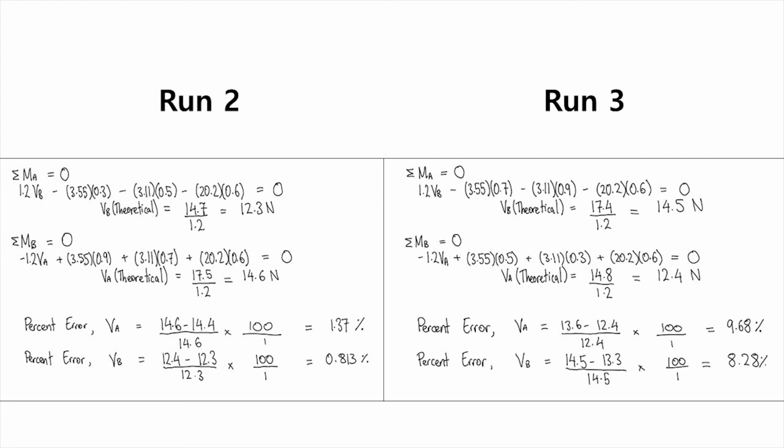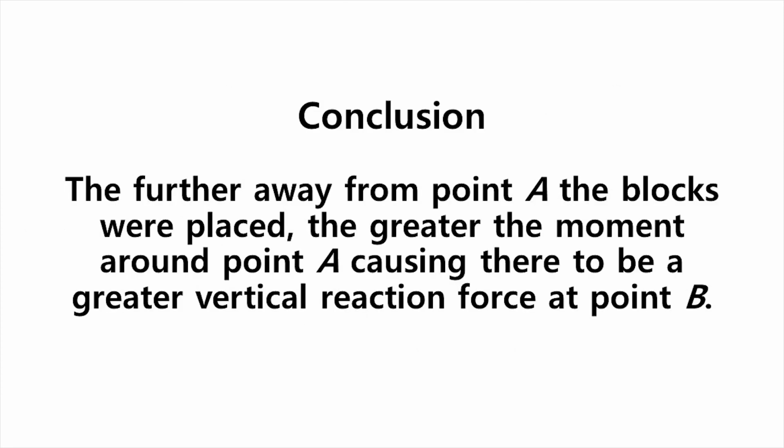Some reasons why these errors may have occurred may be due to not placing the blocks at the exact distances as we stated. The mass of the block might not have been exactly 2.06 kilograms either. The scale's display was often unstable and fluctuated a lot, and the rail and scale may not have been supporting the beam at the exact ends of the beam. However, some of the values were still relatively close to the theoretical value, despite the percent errors.